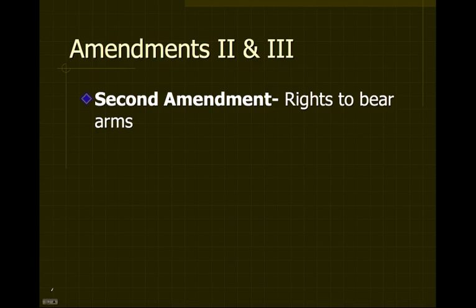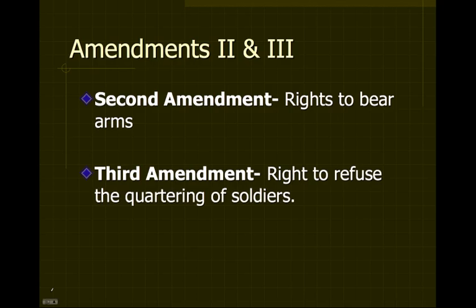And then the Third Amendment comes right out of the American Revolution as well, because that says that we have the right to refuse the quartering of soldiers. So if there is a conflict, we do not have to have soldiers stay in our house, which was a direct response to the Quartering Act of the British. So two important amendments that come directly out of the American Revolution.